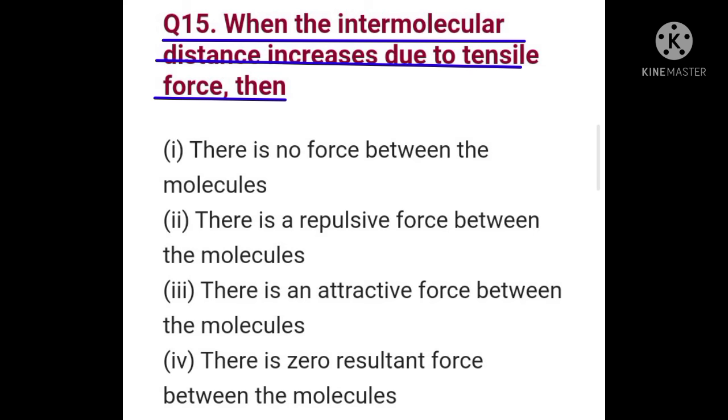Question number 15. When the intermolecular distance increases due to tensile force, then: first option, there is no force between the molecules; second option, there is a repulsive force between the molecules; third option, there is an attractive force between the molecules; fourth option, there is a zero resultant force between the molecules. If intermolecular distance increases due to the tensile force, then there is an attractive force between the molecules. So in this question, option 3 is the correct option.